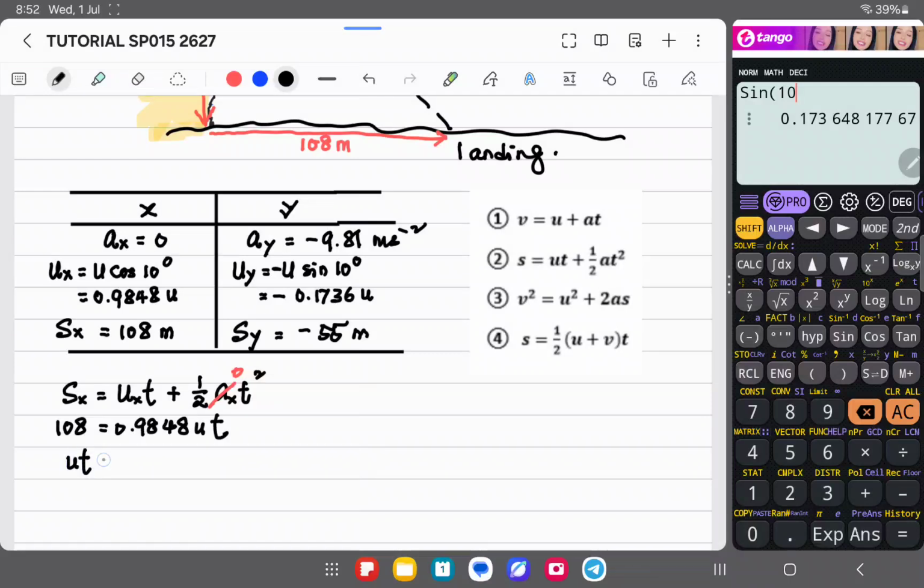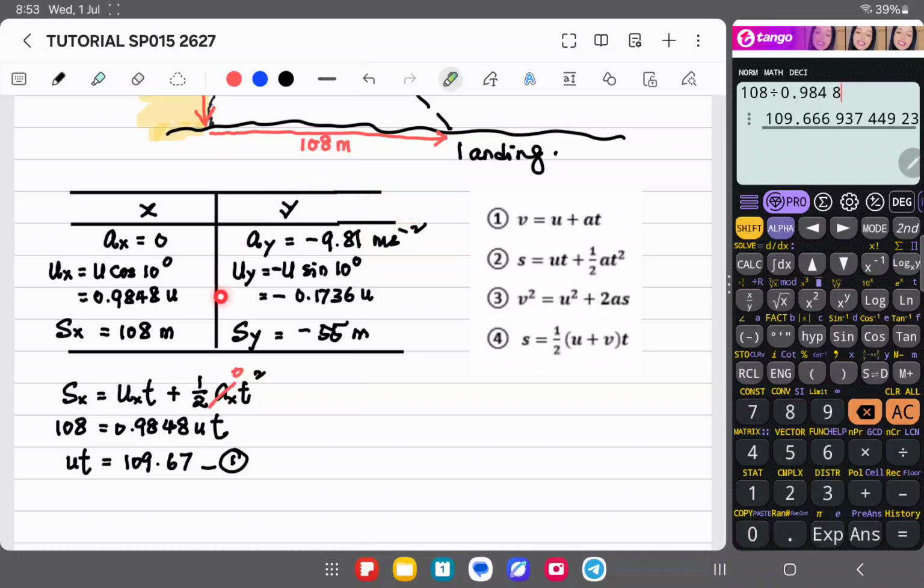So we solve it: ut is about 108 divided by 0.9848, which gives 109.67. I cannot solve for u yet because I have two unknowns. It's okay, we label it as equation 1.